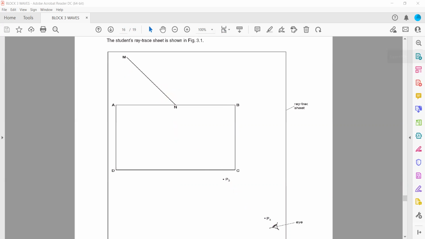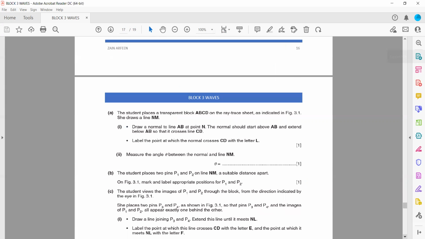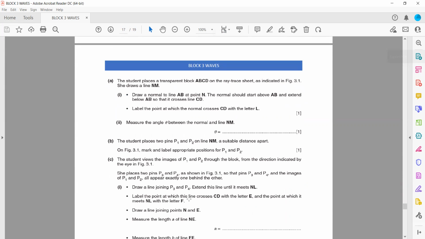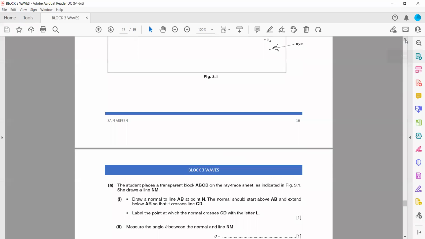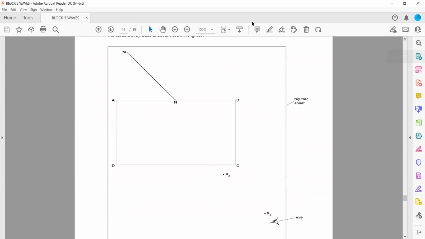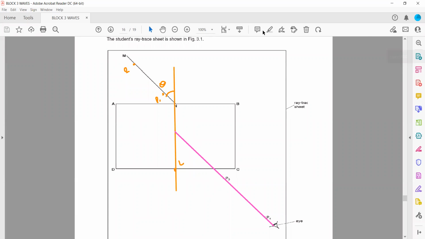And we have to label a point. Label a point at which the line crosses. Draw a line joining P3 and P4 and extend until it meets NL. But that we did. And label the point at which the line crosses CD as letter E, and the point where it meets the normal is letter F. So this point where it crosses CD, we label letter E, and where it crosses or touches the normal, that is letter F.